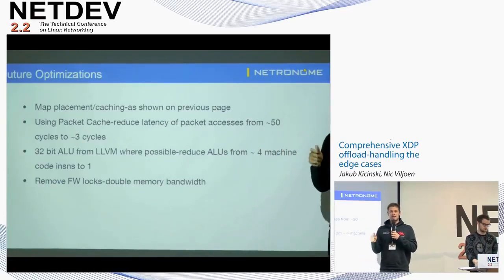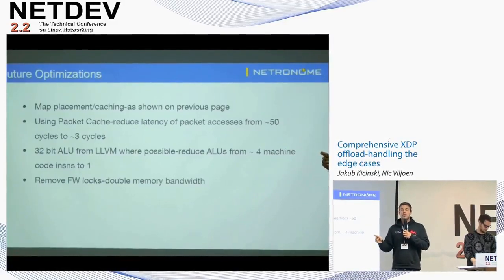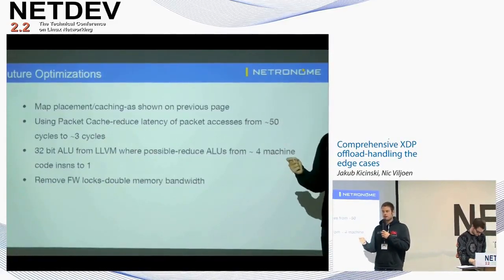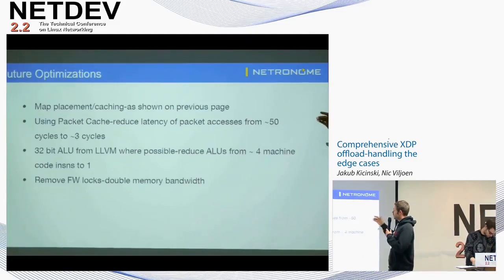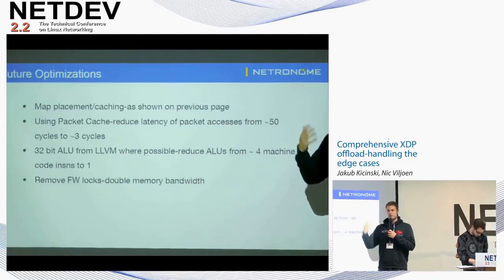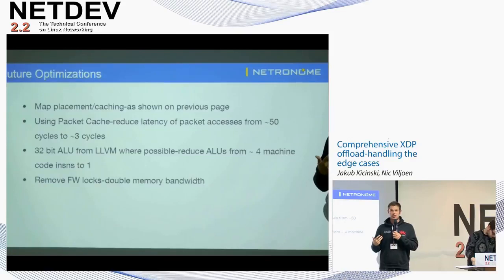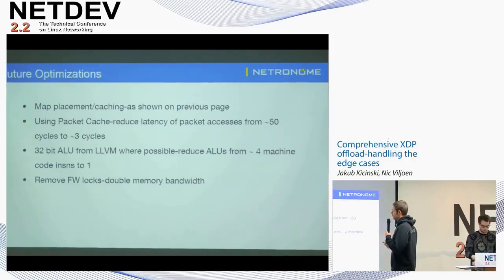Today, when we do any packet access, we're going to a piece of memory on the island, which is about 50 cycles away, even though we actually have a packet sitting 3 cycles away. That's because it was easier to do and quick to get done. That's an optimization we have in the future.